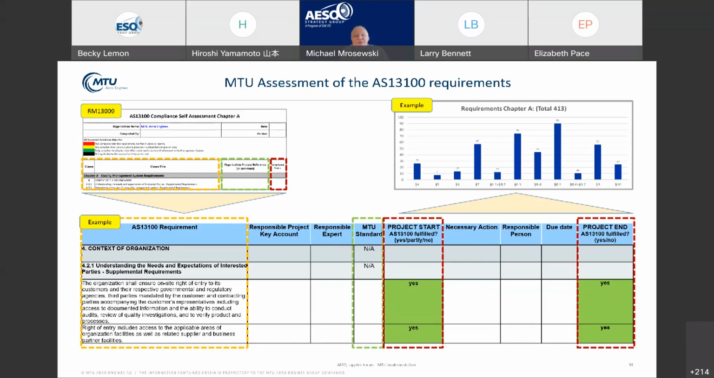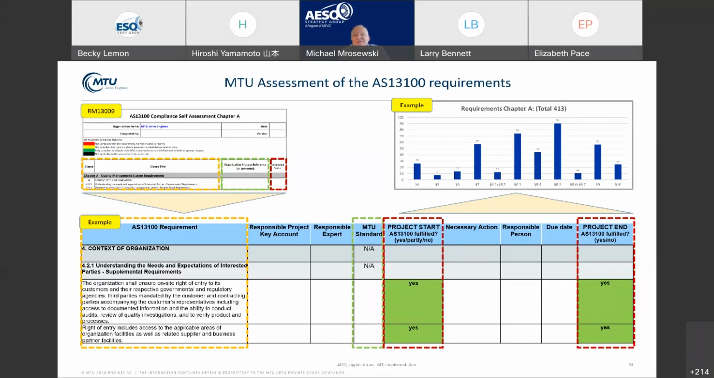The next level we defined is the responsible expert, and we did the initial assessment: might we already be compliant at the start relative to the AS standard, or is action really needed? And then, going through the table on the right-hand side, checking whether we are compliant at the end of the project. What does that mean in detail? That's an example of breaking down chapter A.